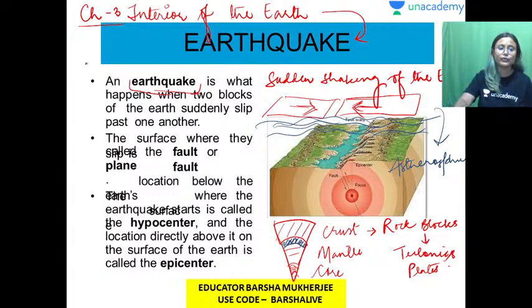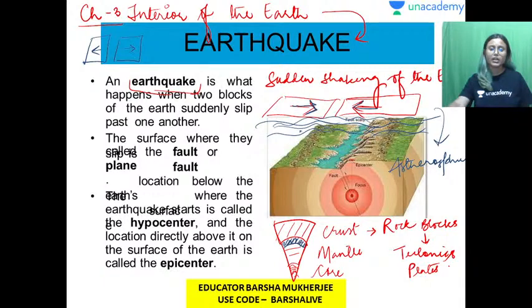Sometimes they move away from each other. For example, these are two plates. Sometimes they move away from each other, sometimes towards each other. So see, two phenomena take place. When the rock blocks move away from each other, they form volcanoes, which we studied yesterday, right?